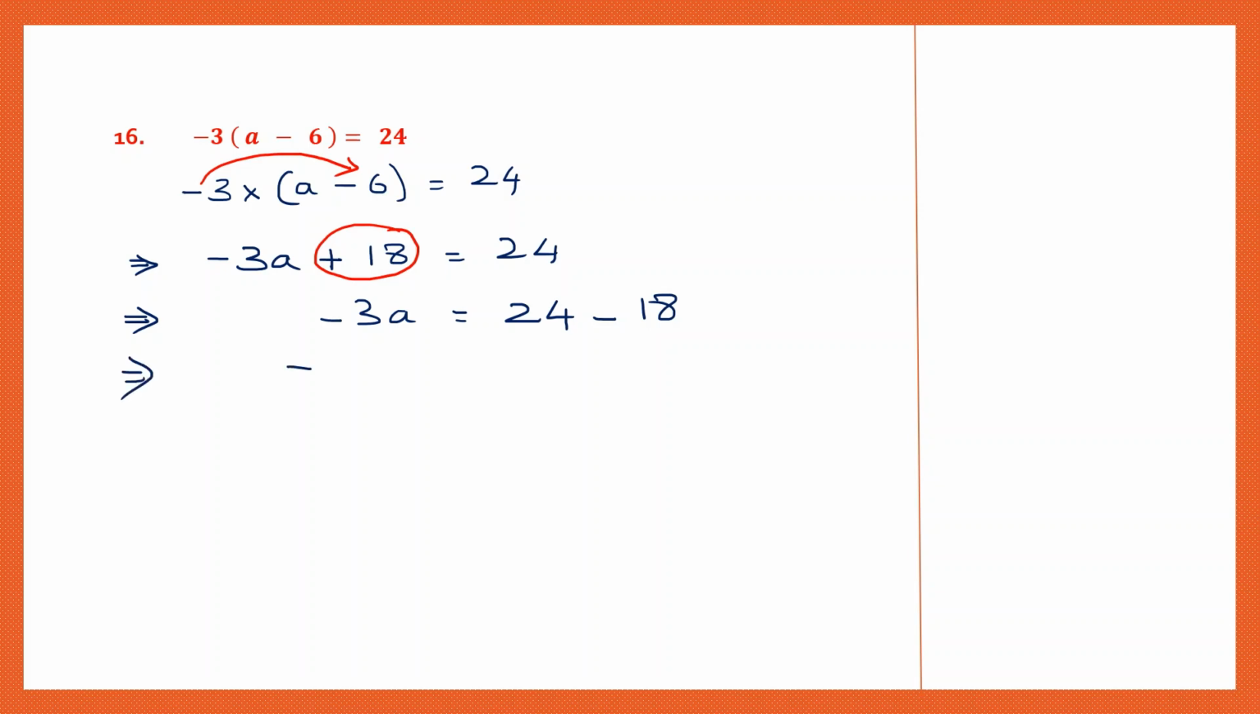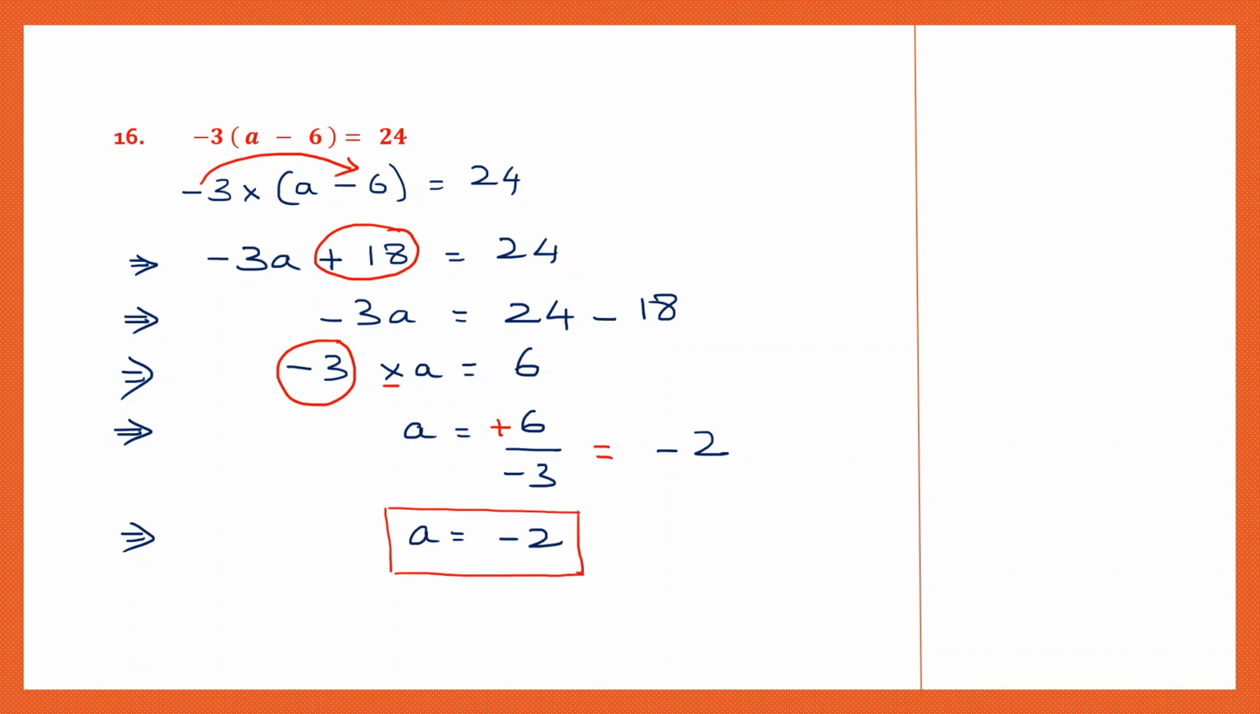So minus 3a means minus 3 into a equals 24 minus 18 is 6. So a is equal to 6 divided by minus 3. We have transposed minus 3, which is multiplication here, to the other side, so it's become division. So let's work this out. 6 has a plus sign. So here, plus into minus is minus. When you divide 6 by 3, 3 2s are 6. So here we get a equals minus 2. So the answer is a is equal to minus 2.